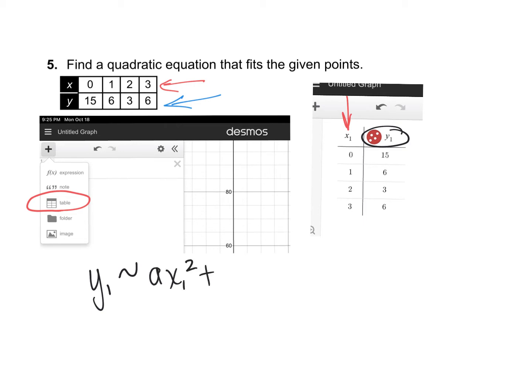And then a x1 quantity squared plus b x1 plus c. And the reason we're using this quadratic equation is because we want the standard form of the quadratic, and ax squared plus bx plus c is the standard form, but we want it to pull, again, from this x1 value. So we want it to use those numbers, 0, 1, 2, 3, and 15, 6, 3, and 6 to plug in for y and x to guess what it thinks the best line of fit for this quadratic equation is. When I do that, I will get this information.